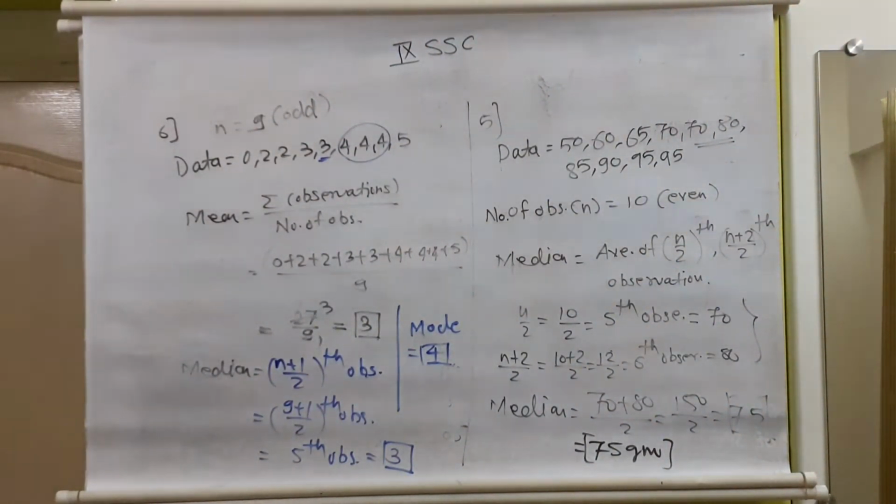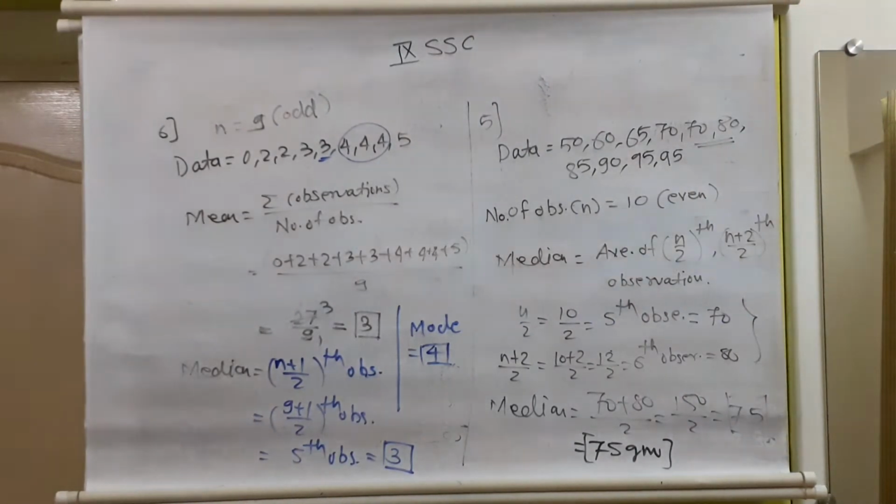Based on that, we have to find out mean, median and mode. Mean we found as sum of all observations divided by number of observations, answer is 3. Median we found by the (n plus 1) upon 2th observation because number of observations are odd. So that answer is also 3.